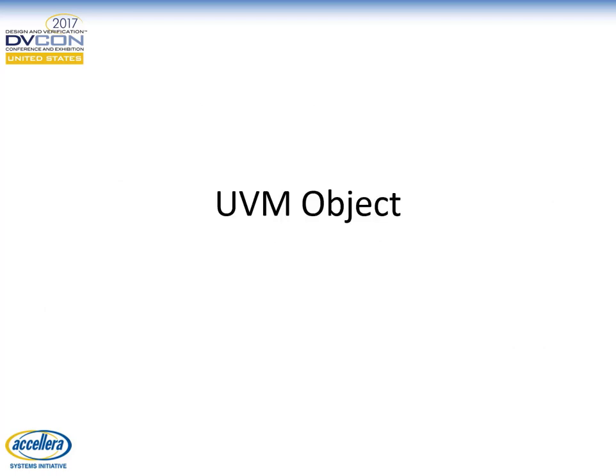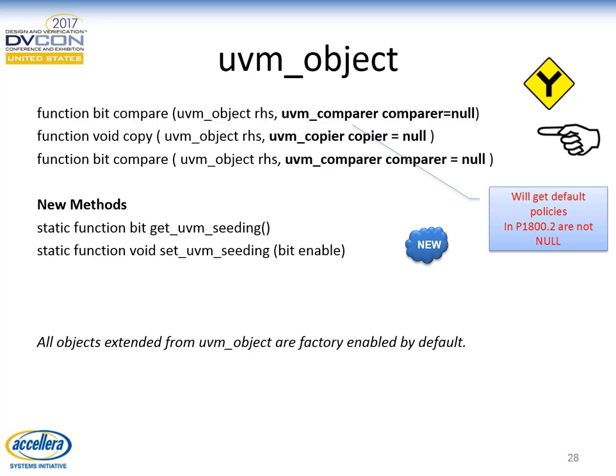Let's go to UVM object. If you remember, we talked about all these policies. The compare copy, again, that is compare, it should have been record, but that's a copy-paste line from an older slide, so forgive me for that. But fundamentally, they have different policies in place. And there are a couple of new methods for seeding, and these are introduced to ensure random stability. All objects are enabled by default. Okay. The key thing you have to remember is that all of these methods get default policies by default.